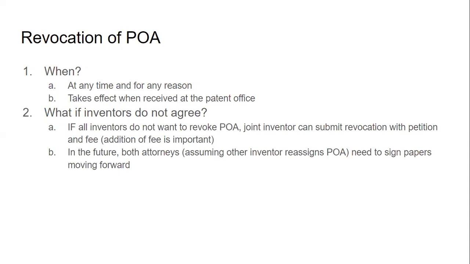So if all the inventors don't agree to revoke the power of attorney, then one of those inventors can submit the revocation with a petition and a plea, versus otherwise all the inventors would sign a petition to have the power of attorney revoked. But in this case, if somebody wants a new lawyer for good reason, they can submit a petition to the director and a plea. It's again a little bit vague in the MPEP as to what happens, but more than likely that other inventor would assign their interest or would give power of attorney to someone else. And so in that case, multiple attorneys would probably need to sign the papers going forward.